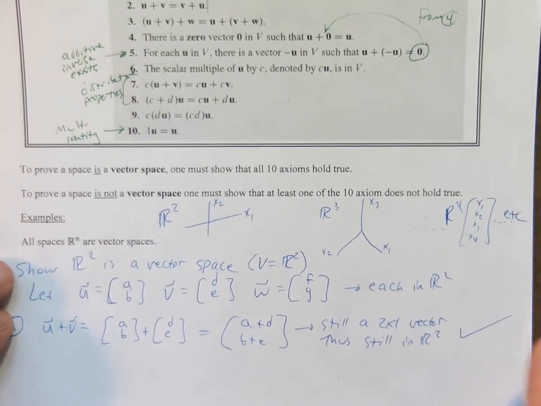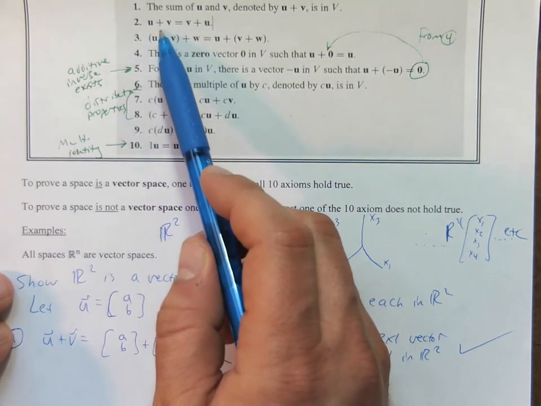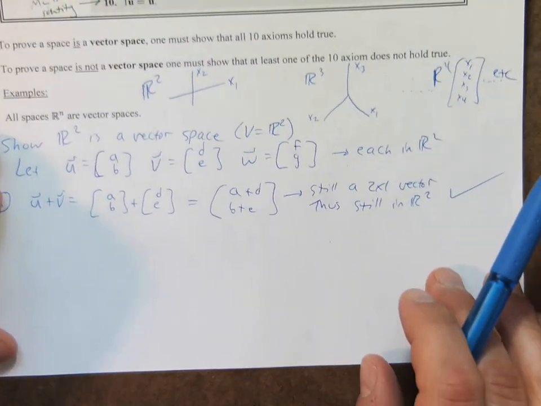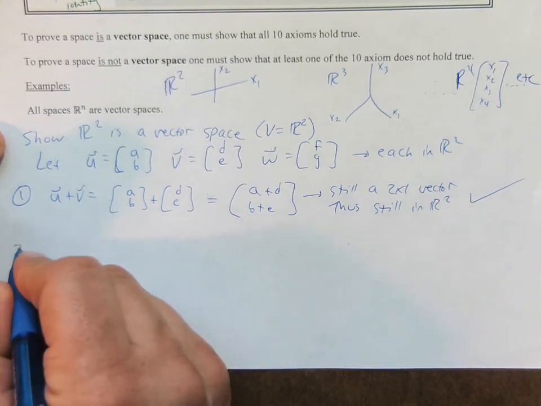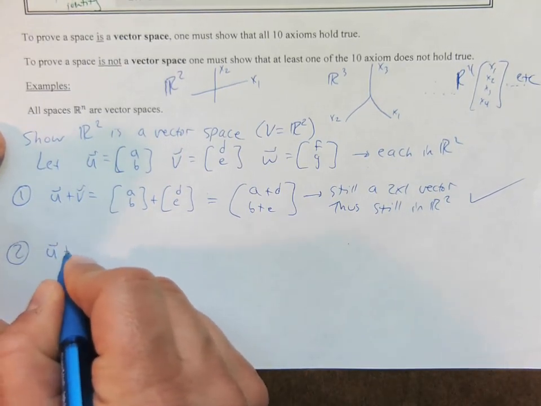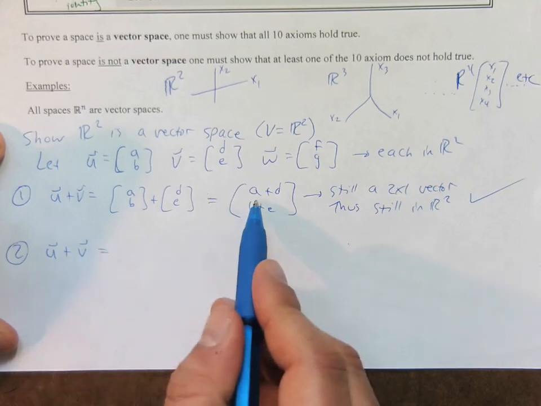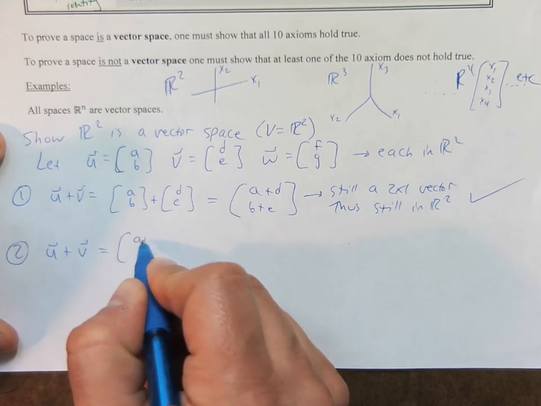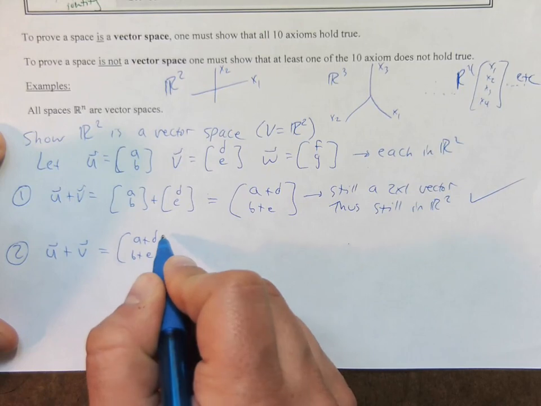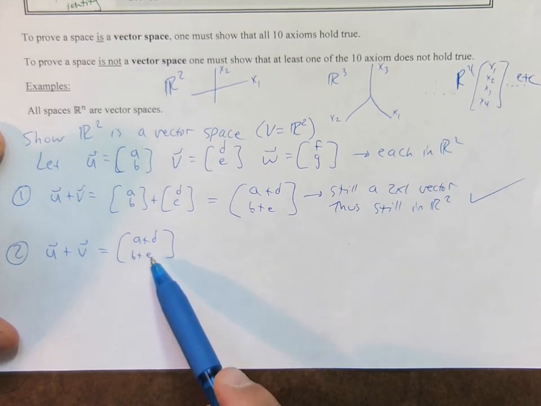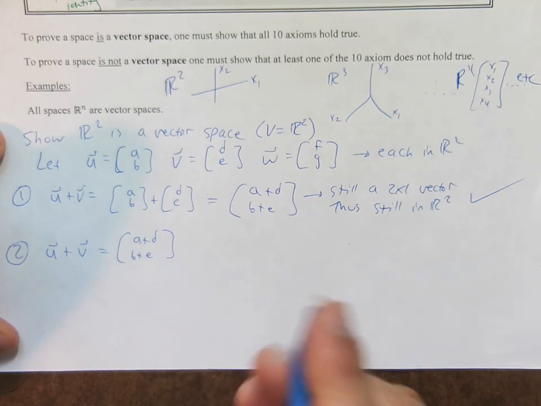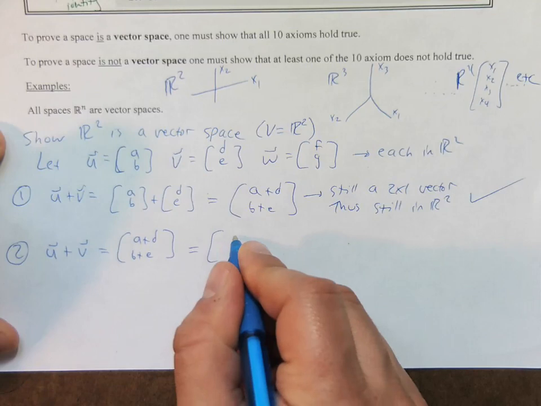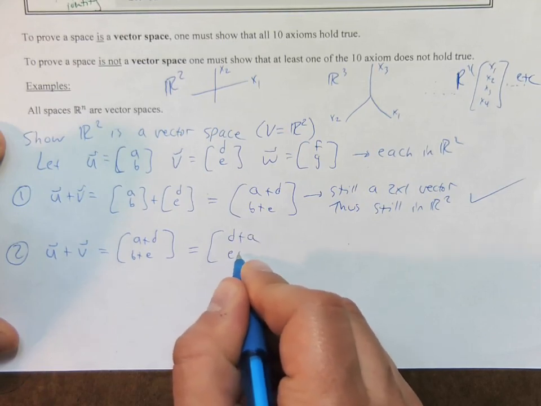Let's show the second property. The second property says we should be able to change the order of addition on vectors. And so let's add 2 vectors together again, U plus V. And let's show that you can change the order. So we already know when we add them together, we get this. And once we have this, it's just real numbers being added inside of a vector. And so we know that we can change the order of real numbers being added, right? So we can do this, in other words, d plus a, e plus b.